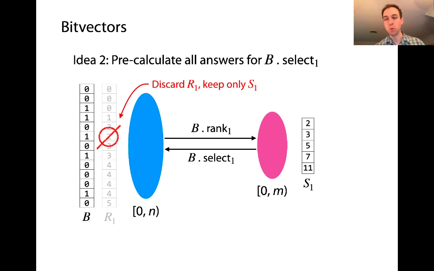If we have just the s sub 1 array, we of course know how to answer select queries, just like before. It's a direct lookup. But now how do we answer the rank queries? What are the rank queries asking? Up to a given offset, how many set bits are before? Let's say, for example, I was asking up to offset 6: what's rank sub 1 at 6?